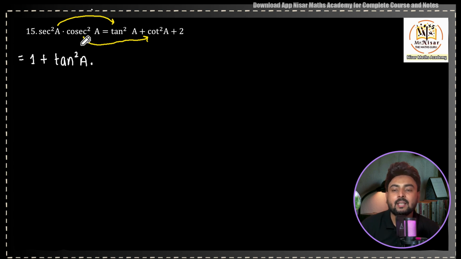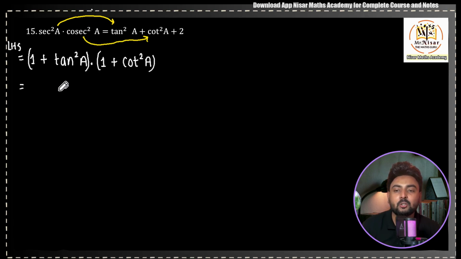Then cosec square A, can I say that cosec square A is nothing but 1 plus cot square A. I hope it is quite clear to you. By observing the question only we can say that we have to convert sec into tan and cosec into cot. Now how to move ahead?